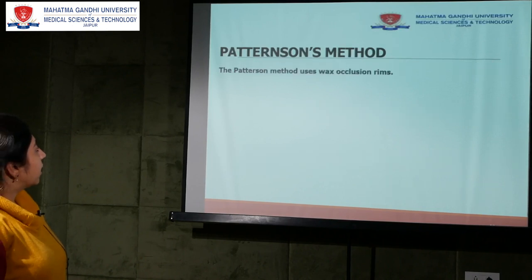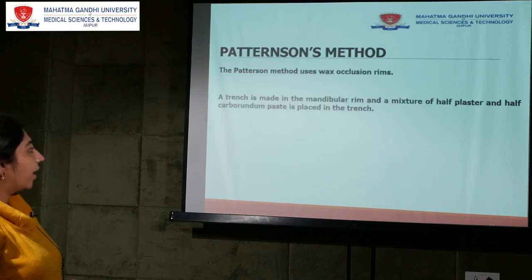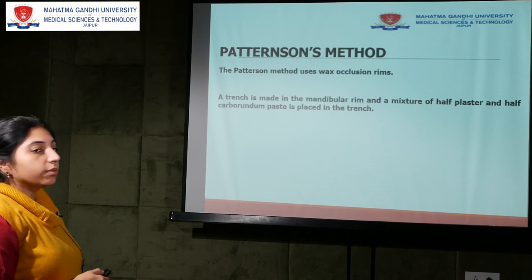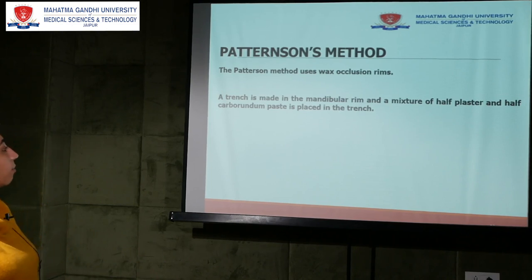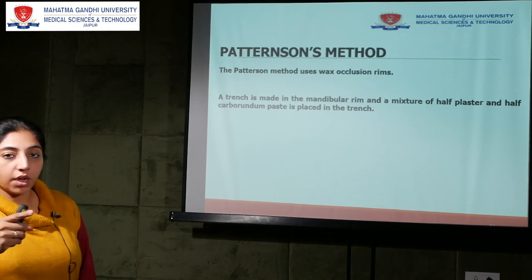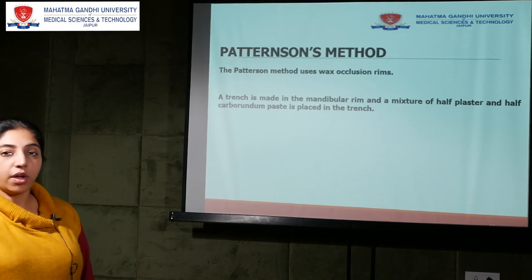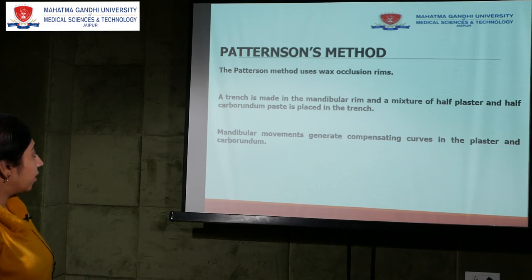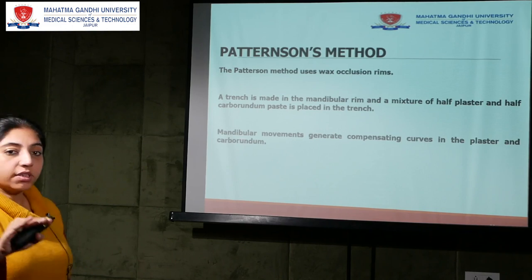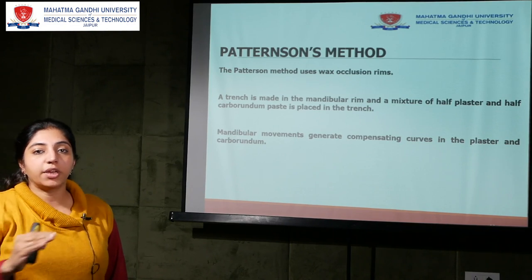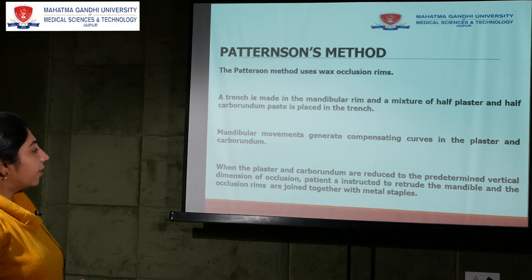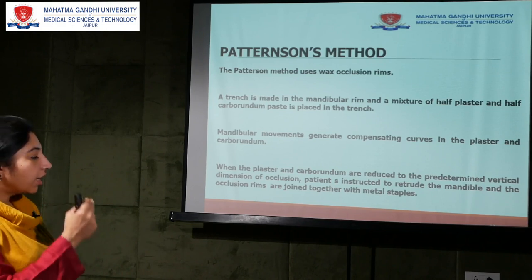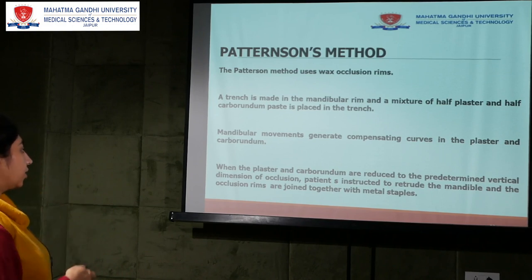Patterson's method again used wax rims, but along with wax rims it had the use of half plaster and half carborundum placed when you made a kind of a trench, a small block, and placed this intraocclusal recording material. Again, ask the patient to do mandibular movements, and with those movements you would get that curve onto the plaster, and this would get reduced to a shape and record the centric relation.